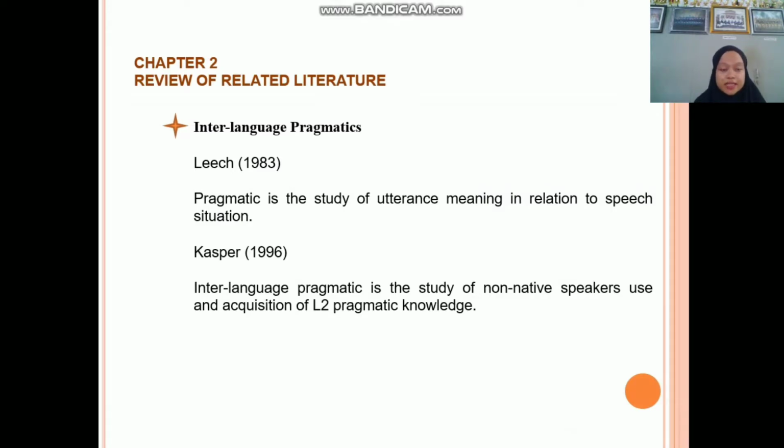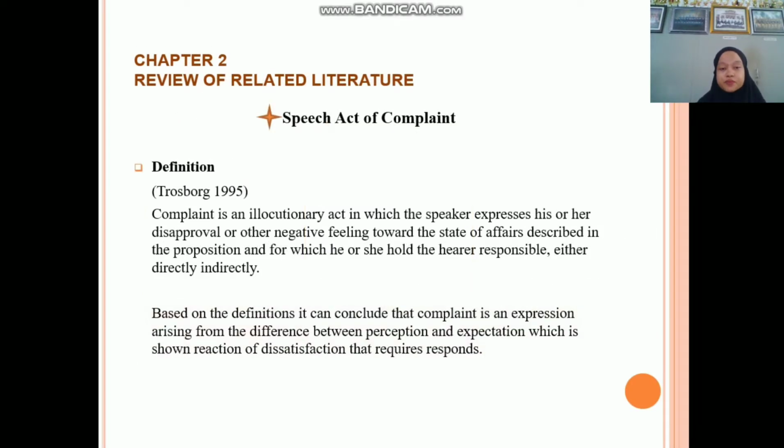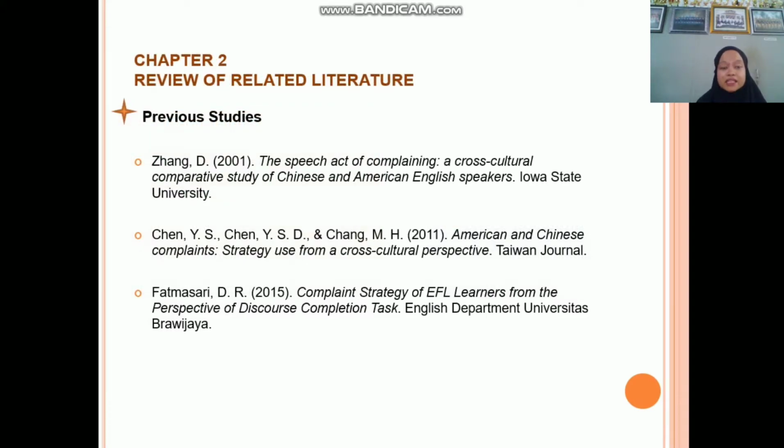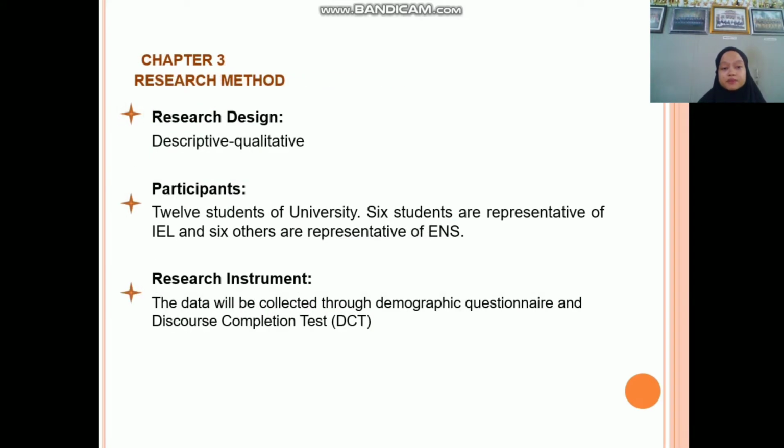In Chapter 2, the researcher reviewed interlanguage pragmatics, speech act theory, speech act of complaint, and strategies of complaint proposed by Trosborg 1995. They are hint, consequences, annoyance, indirect accusation, direct accusation, explicit blame behavior, explicit blame person, and modified blame. And last is previous studies related to the topic.